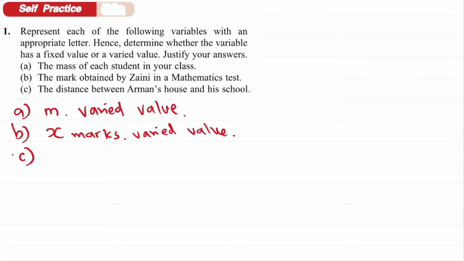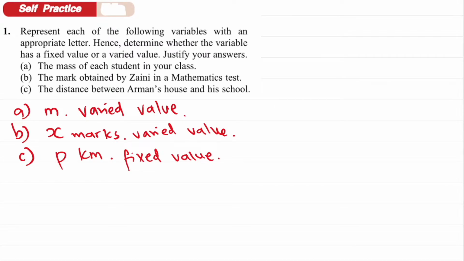Tengok C pula. The distance between Arman's house and his school. So, kita boleh denote dia sebagai P kilometer contoh. So, adakah jarak daripada rumah Arman dengan sekolah dia tu sama ataupun berubah-ubah? Boleh berubah-ubah ke kalau itu je jalan dia, betul tak? So, kalau itu je jalan dia, kita boleh kata dia adalah fixed value. Dia takkan berubah. Kalau 10 kilo, 10 kilo je. Takkan tiba-tiba jadi 9 kilo pula kan?